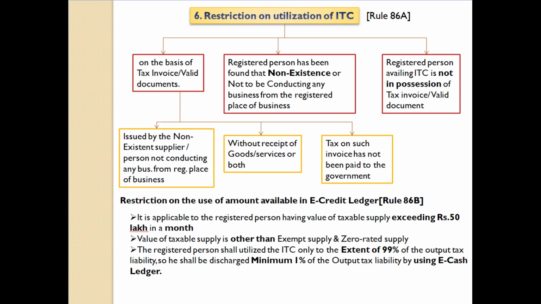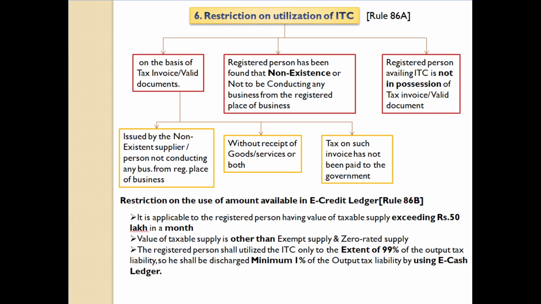The next one is Rule 86B, which is the restriction on the utilization of the amount in the e-credit ledger. This restriction is applicable only to a registered person having taxable supply, other than exempted and zero rated supplies, exceeding 50 lakhs in a month. Simply, in any month, if the value of supply other than exempted supplies or zero rated supplies exceeds 50 lakhs, the restriction will apply, otherwise not.